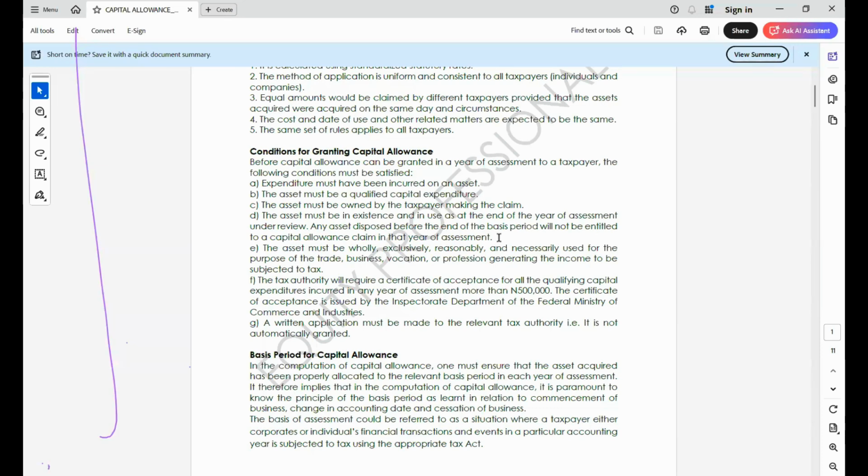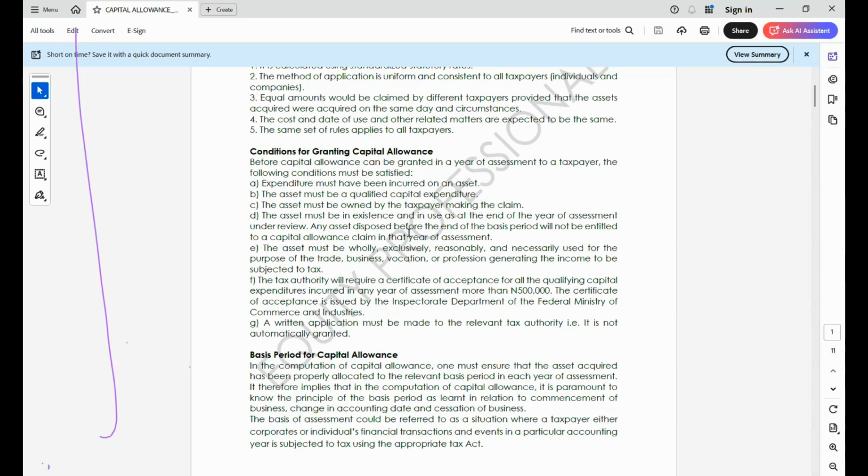So the knowledge of the basis period we have under our assessable profit is also expected and needed during computation of capital allowance. Why do we need that basis period? Because as a business entity, you are not going to acquire your qualifying capital expenditure at once. Your QCE will not be acquired at once.